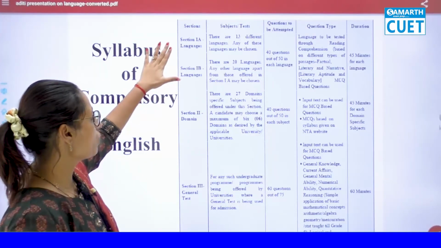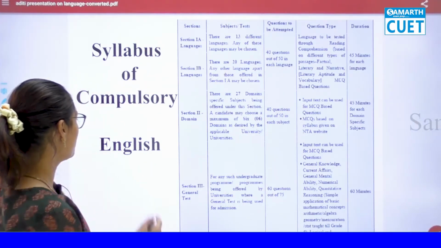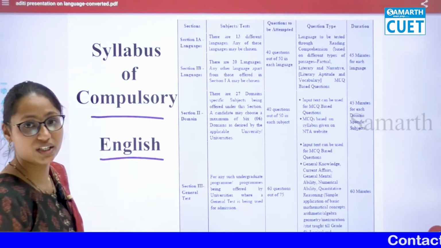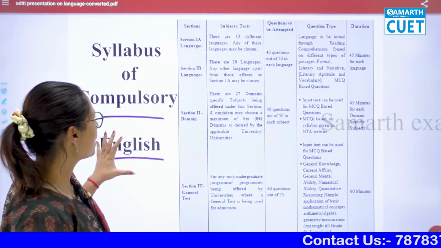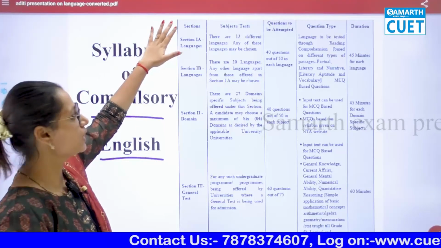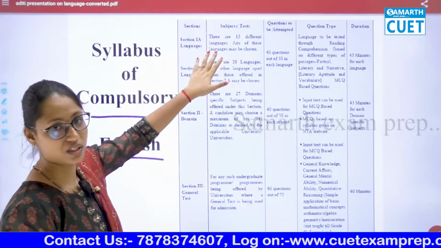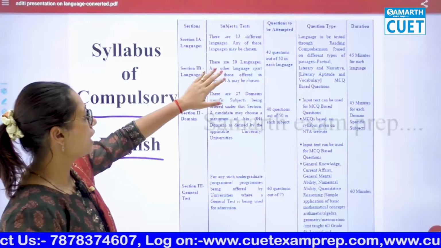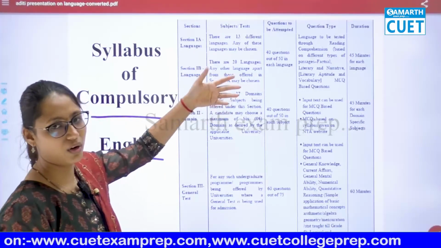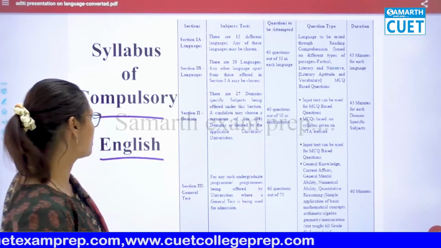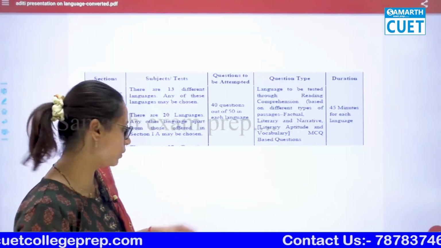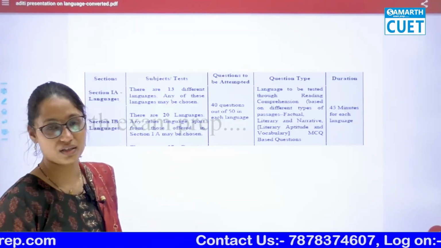So here in section 1A, we are just concerned about the compulsory English exam. In section 1A, the English language is covered, where you have 13 languages to choose from, and one of the languages is English. In section 1B, in appendix 2, you have 20 languages, with more exams. Let's discuss in detail our English language, how the exam pattern is going to be.